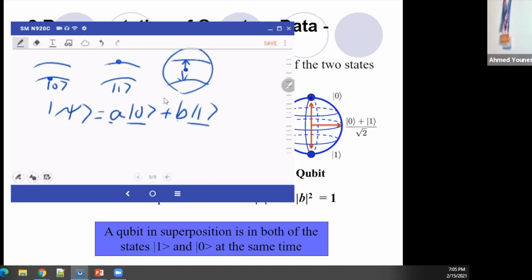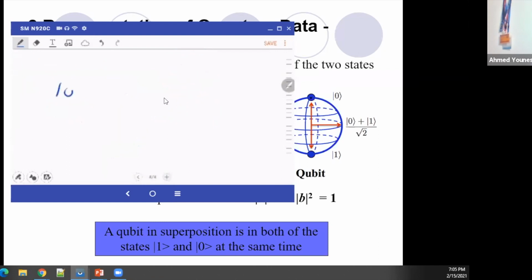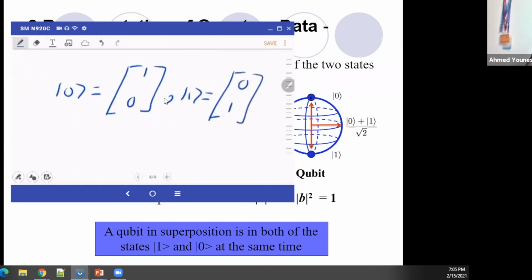What are these things? Actually, these are vectors. And why do we write it this way? Because it is a more compact way to write using Dirac notation. So just remember for now that this 0 will always refer to this vector, and 1 will refer to this vector, because we will need this in a minute. So 0 always refers to this vector, and 1 always refers to this vector.